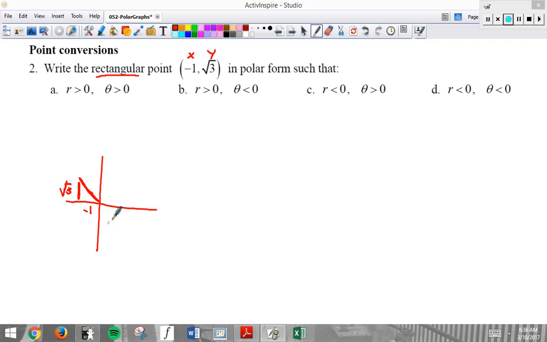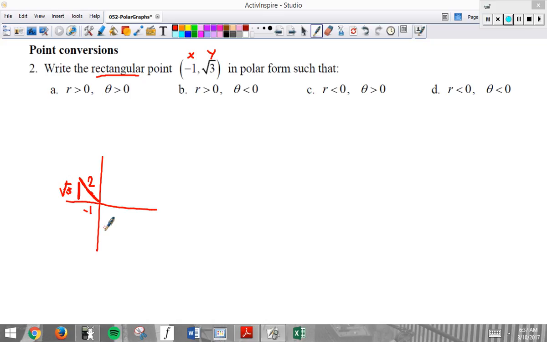Okay, so I have that basis for a triangle, and this is asking me to find the radius if it was positive and find the angle if it was positive. Guess what? The radius side is easy. That's just the hypotenuse. What's the hypotenuse of this triangle? Negative 1, root 3. You should have it memorized. If you don't have it memorized, you can use the Pythagorean theorem. You shouldn't have to. You should know it's 2.